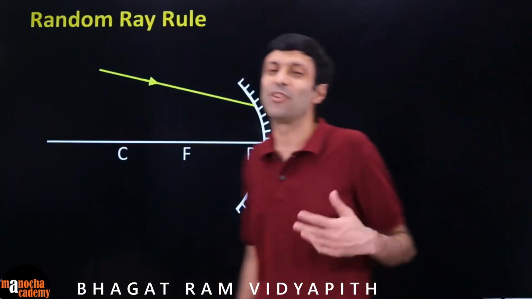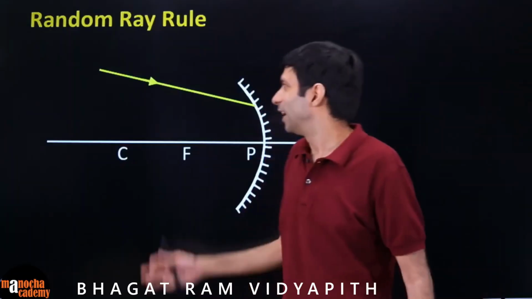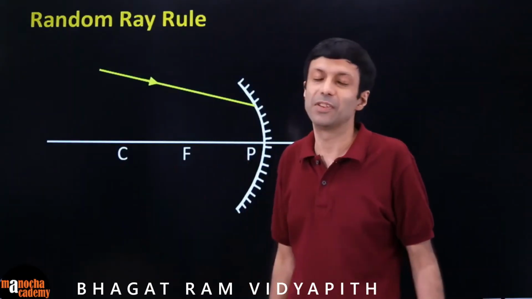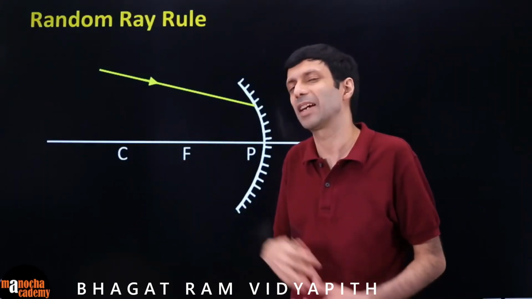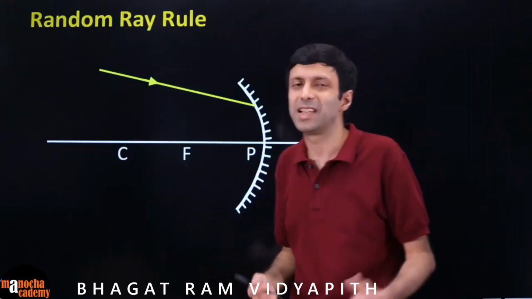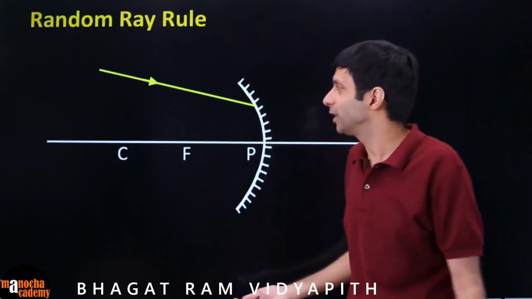And then of course I have this random ray rule, where basically I'm saying that if you are given some random ray like this, which is not parallel to the principal axis, doesn't pass through the pole or center of curvature or focus, then what do you do?